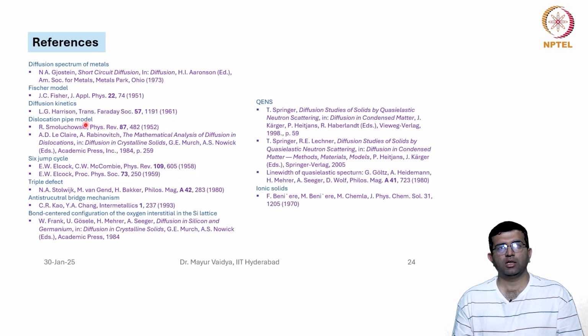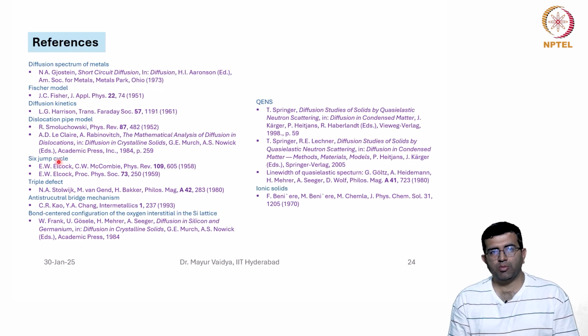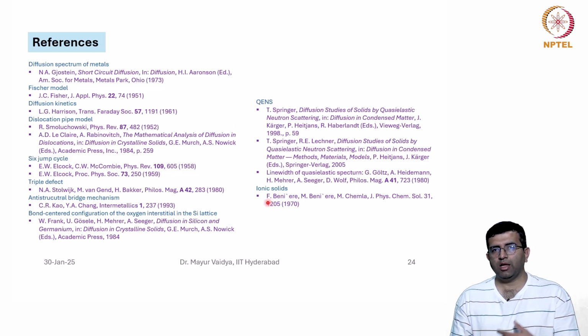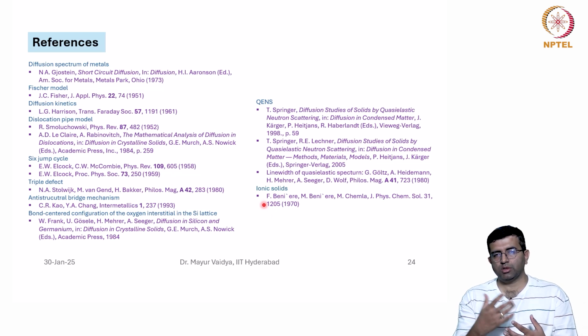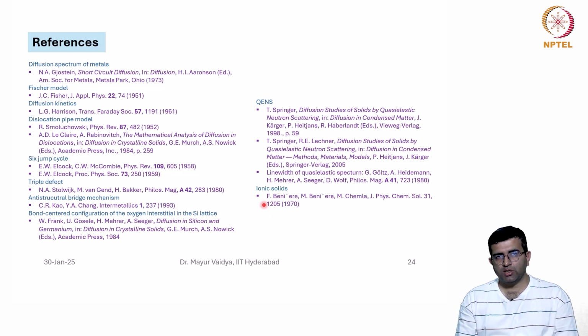So, here again are some of the diffusion spectrum of metals. You can see the trend of diffusivities in metals, the Fisher model, Harrison's classification, then the dislocation pipe model, and the various mechanisms in intermetallics which were proposed. So, you can see the original papers there as well. Then some more papers about the techniques, and finally it is also listed here a few papers regarding the diffusion in ionic solids.